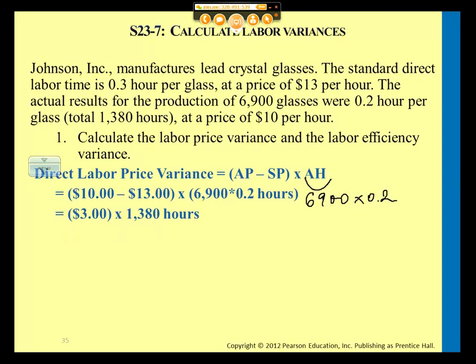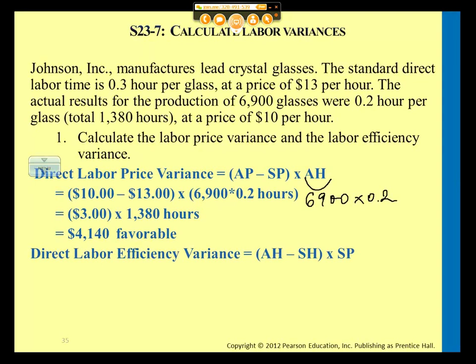Is it favorable or not, the number that you get? Favorable. Why is it favorable? Your actual is less than standard, right? And we're looking for a labor price variance. Okay? So if that does not make sense, go back and read. Okay, so standard was $13 per hour, and the actual price for me was $10 per hour. That's a good thing, right? So that's why you put it as favorable. If you do not remember which one is the subtraction, go back and read the text itself.